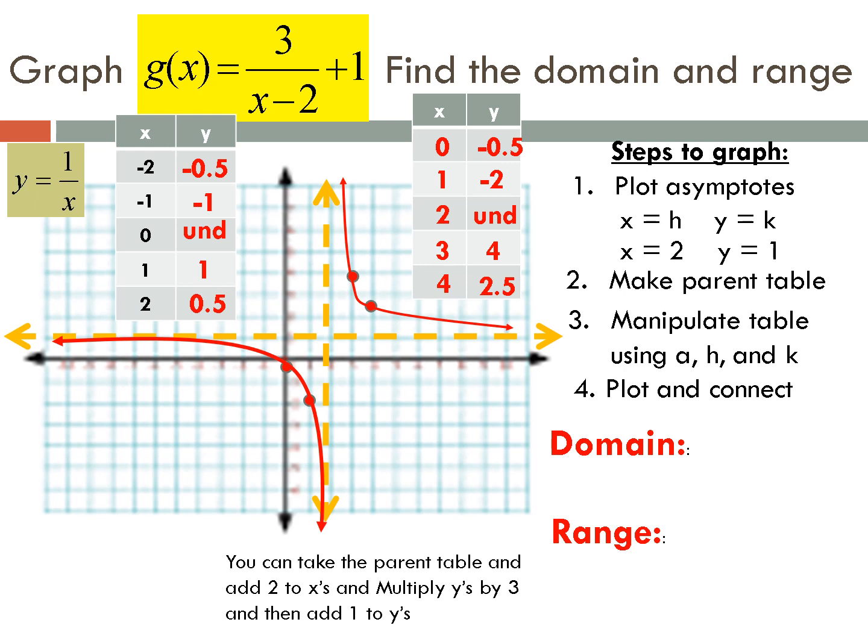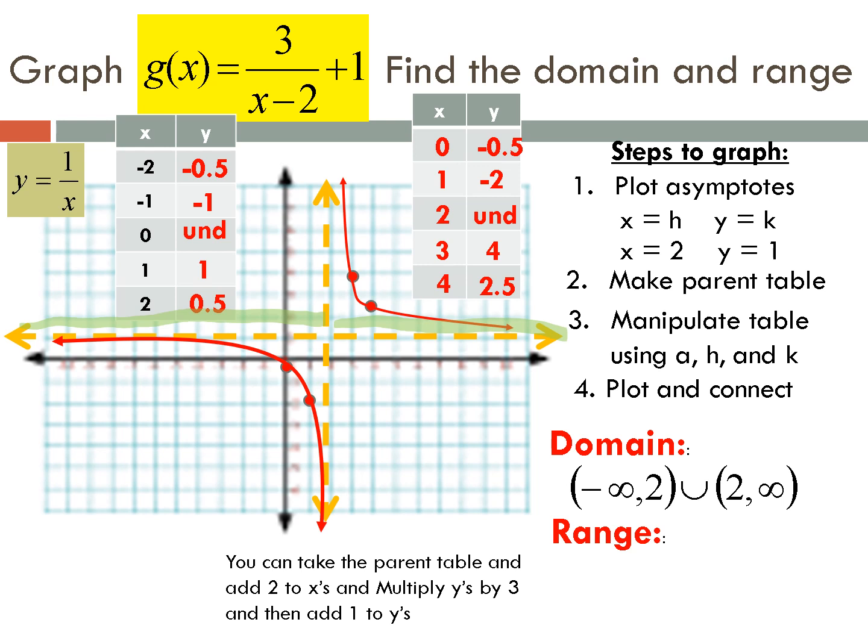Now let's talk about domain. Remember, you can do it one of two ways. Domain is negative infinity to h union h to infinity, or negative infinity to the vertical asymptote union vertical asymptote to infinity. So either way, my h is 2. So I'm going to go from negative infinity to 2, union 2 to infinity.